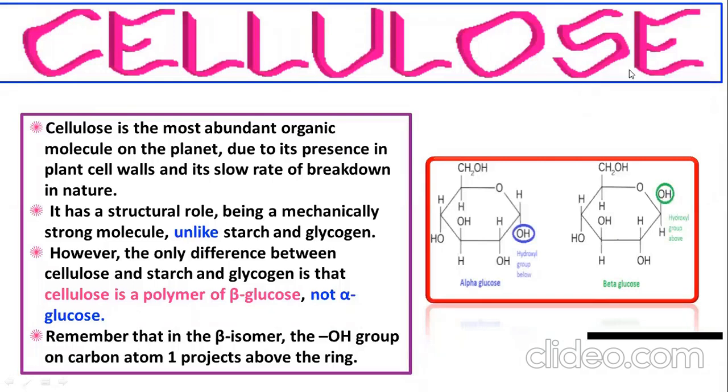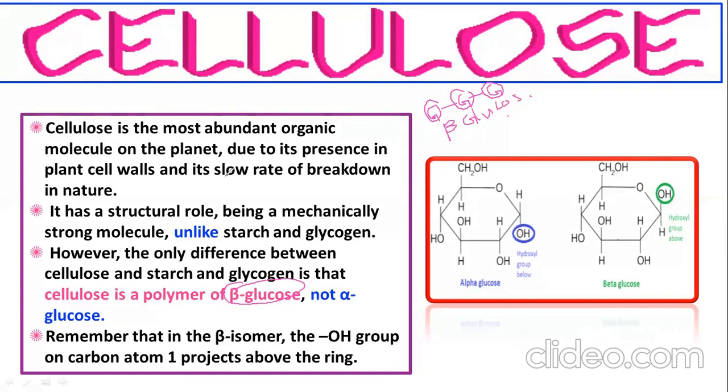All right, dear students, today the topic of discussion is cellulose. Cellulose is also a polysaccharide. The basic unit of cellulose is glucose. Several glucose units come together and form cellulose. The glucose involved in the formation of cellulose is beta glucose.